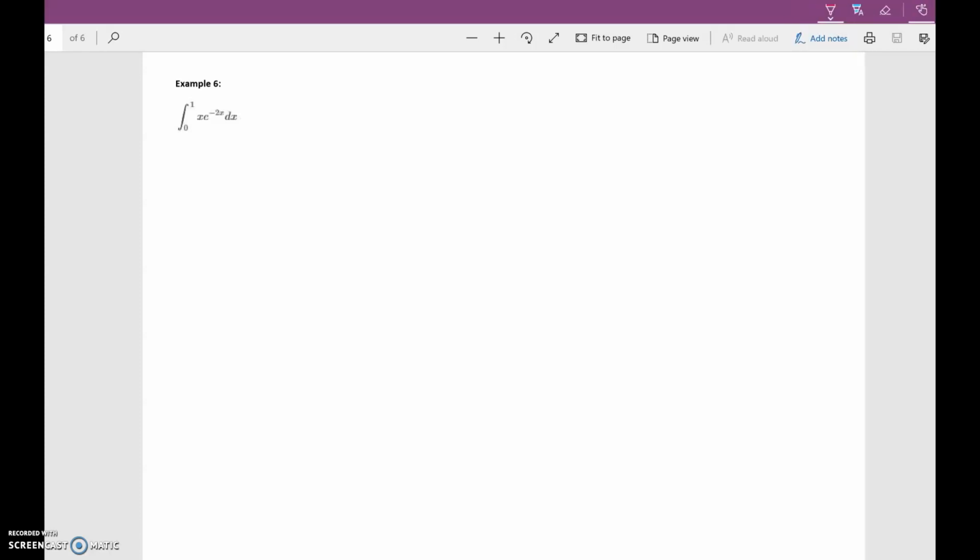Hi class, let's take a look at this problem. We're looking at another integration by parts in terms of tabular form. And let me actually rewrite it.